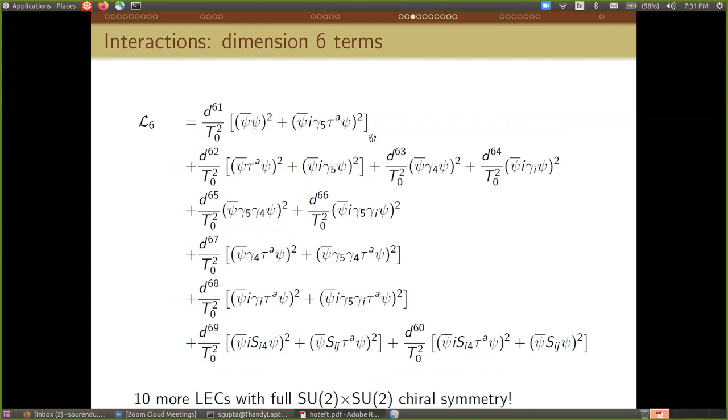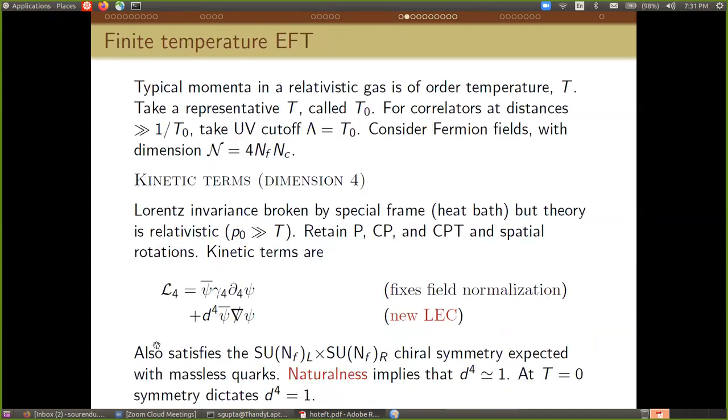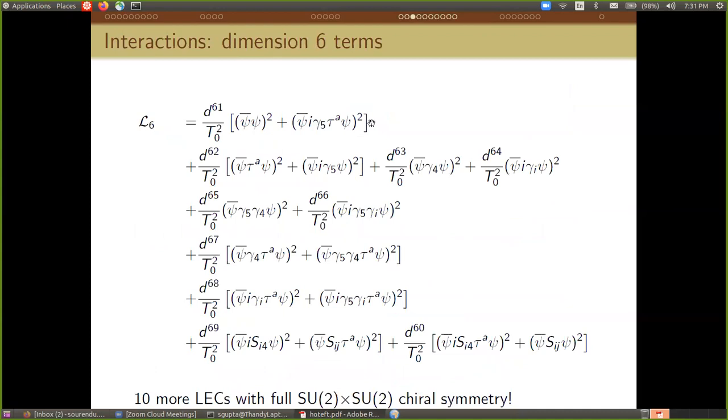True. Now, this first line is something that you may have already met. It's the Lagrangian of the Nambu–Jona-Lasinio model. But that's a model, and what we want to write down is an effective field theory. So it's not sufficient to write down just these two terms. We must write down all possible terms containing four fermion fields, which have the chiral symmetry. And I've just written them all down. Turns out that there are 10 combinations that you can write down. And so there are 10 LECs, low energy constants. Apart from the D4, there are 10 more that come if you start taking interactions into account. And that's for dimension 6 operators.